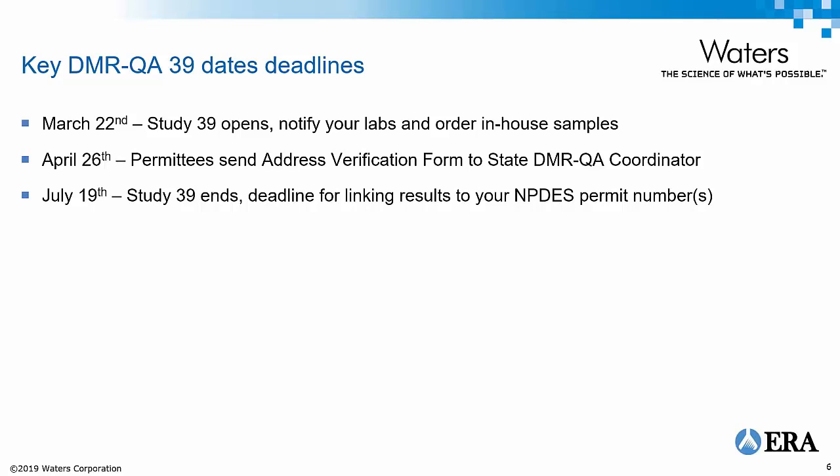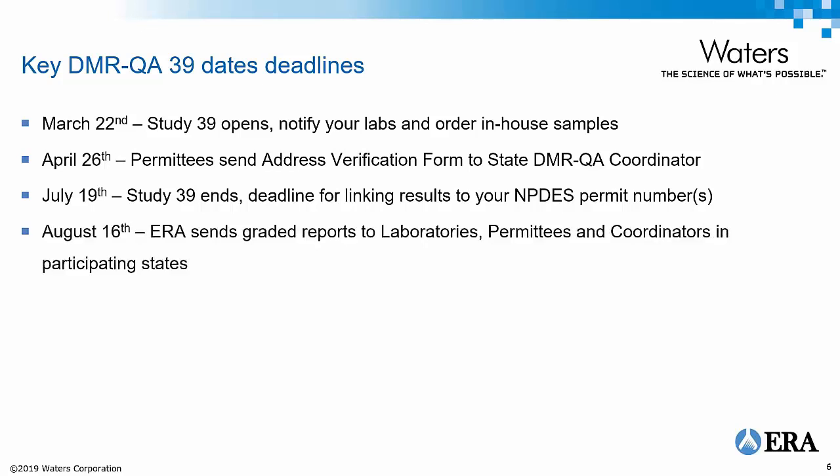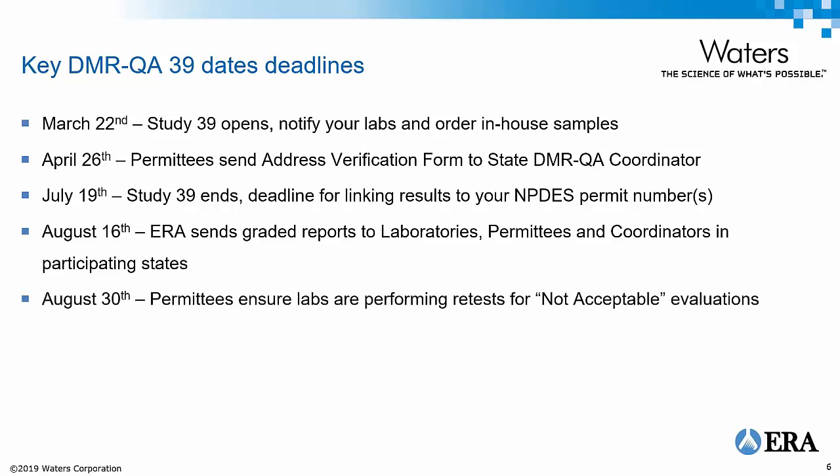ERA will send graded reports to all laboratories, permittees, and coordinators in participating states on August 16th. At that point, labs can then order any required retests for analytes with not acceptable evaluations. You want to touch base with your laboratories around August 30th to just make sure you and your contract laboratories are on the same page for corrective action.